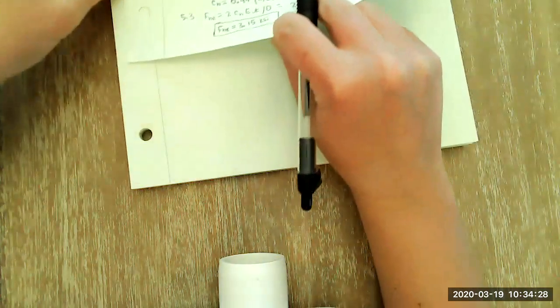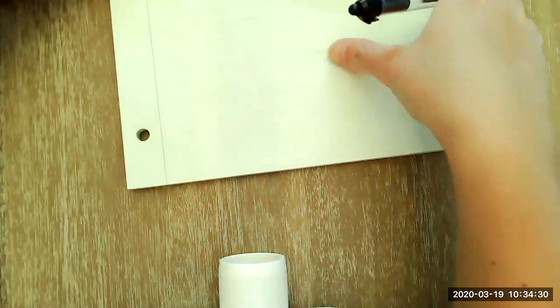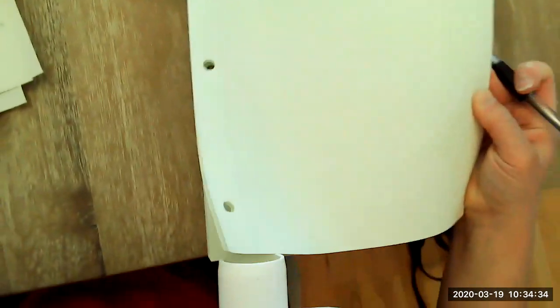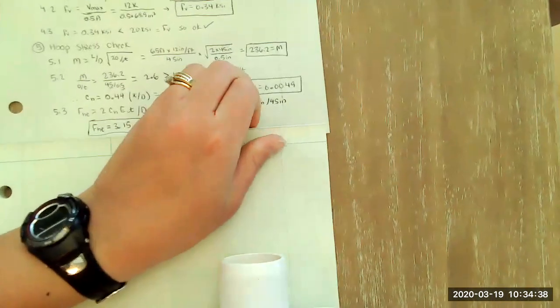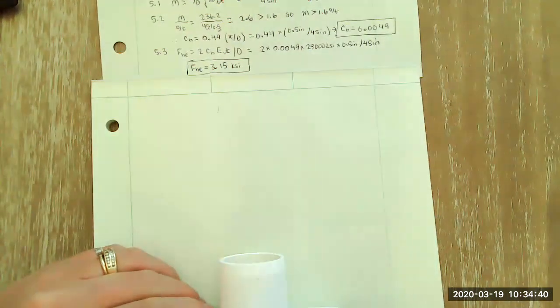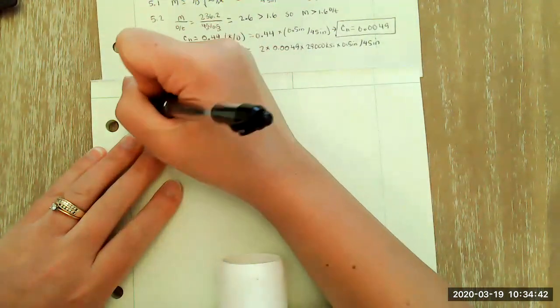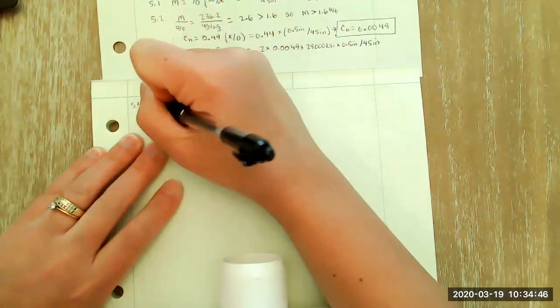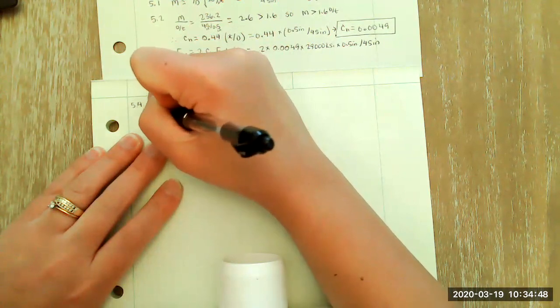Next, we need to see if this elastic hoop buckling stress is our critical hoop buckling stress, or if we have to modify this value. So let me adjust the view slightly. All right, so next we'll compare, this is 5.4, F sub HE to FY.